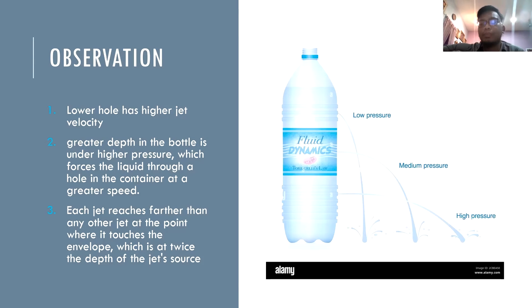What we can see from the picture, the lowest hole has a bigger distance than the tallest hole on the bottle. This happened because the deeper the depth of the water, the higher the pressure. So the jet velocity of the water will increase and the water will travel further from the bottle.